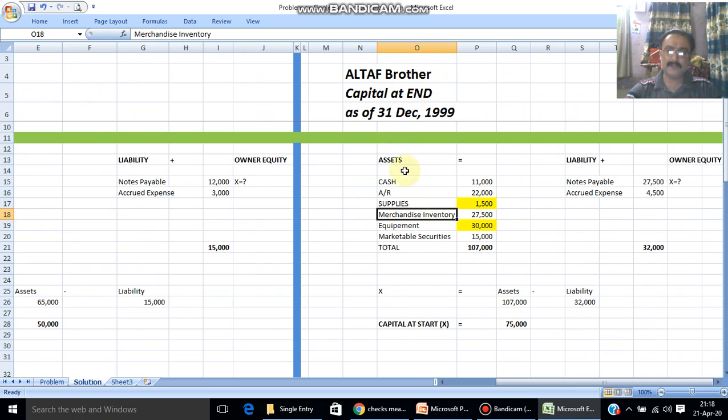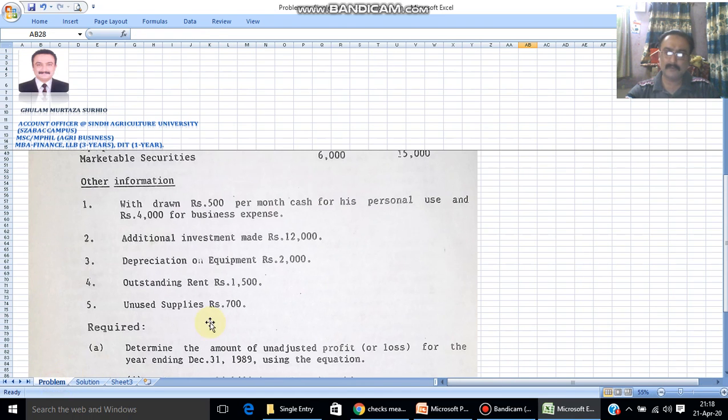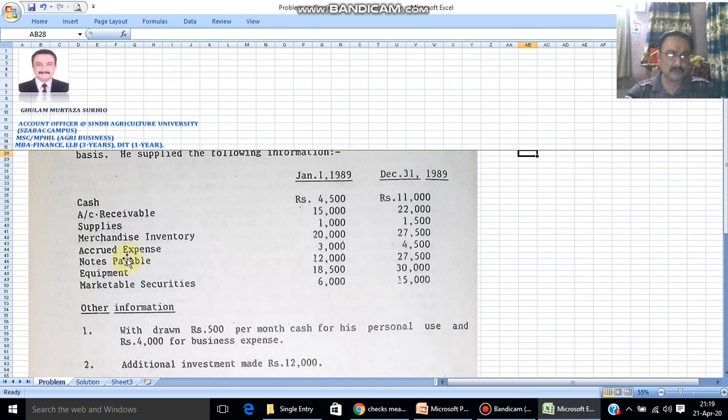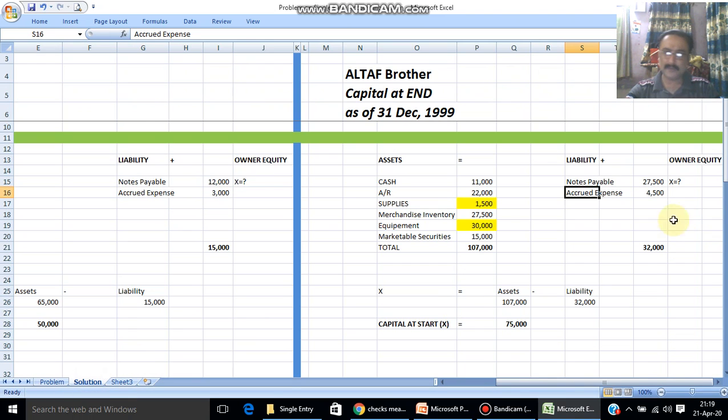Capital at the end. We have two entries of liabilities, notes payable and accrued expenses, 27,500 and 4,500. So these two are placed over here, notes payable and accrued expenses, 4,500 and 27,500, and the rest of the figures are related to assets. In both sections there is no capital. So first of all we determined capital, now we are going for the profit and loss account statement.